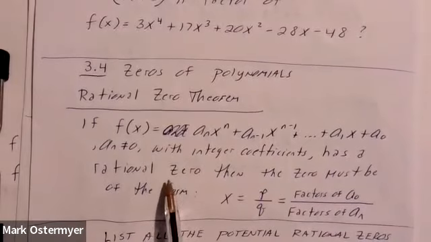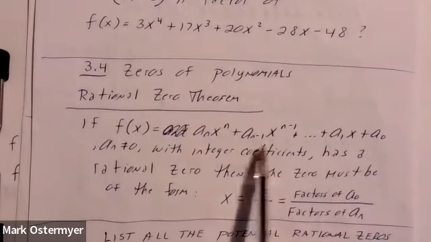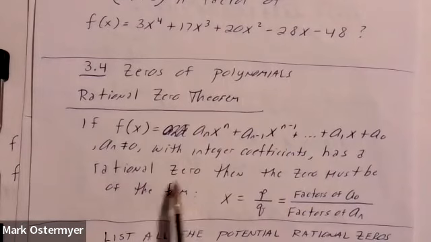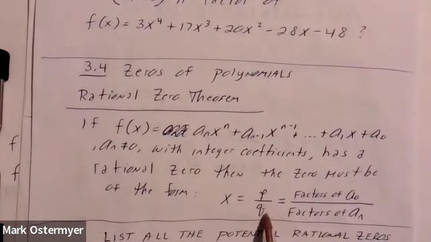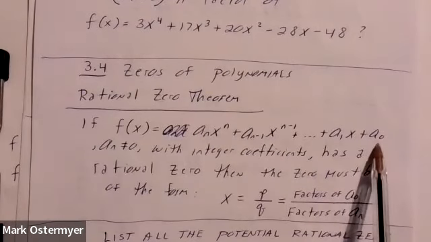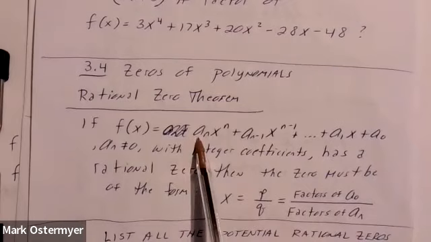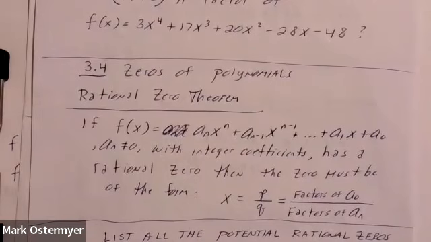Well, this rational zero theorem says that if this nth degree polynomial function has a rational zero, a fractional zero, if it does, then that rational zero must be of the form p over q, where p must be a factor of the constant term of your polynomial, and q must be a factor of the leading coefficient of your polynomial. That's what the rational zero theorem guarantees in section 3.4.